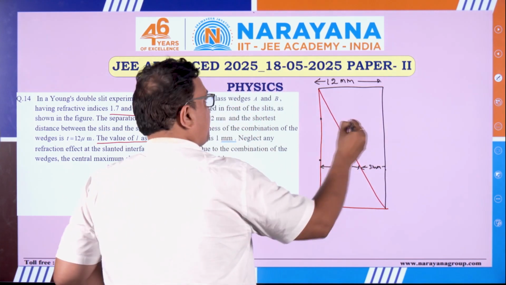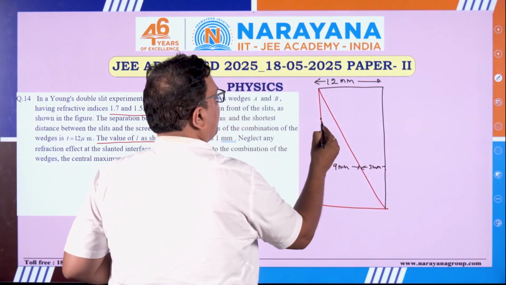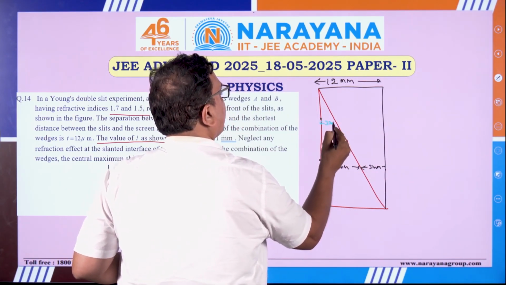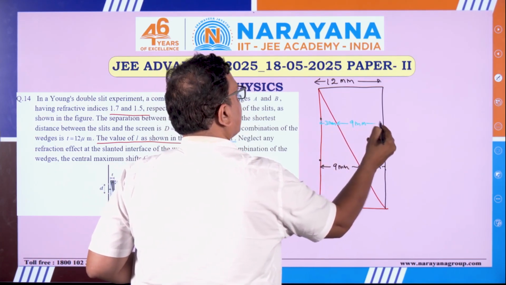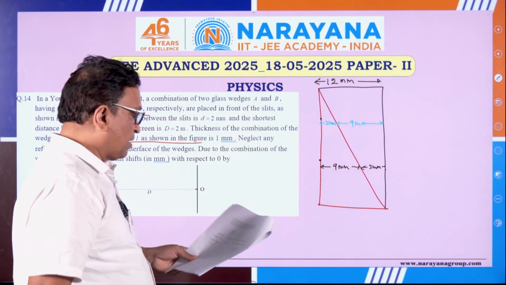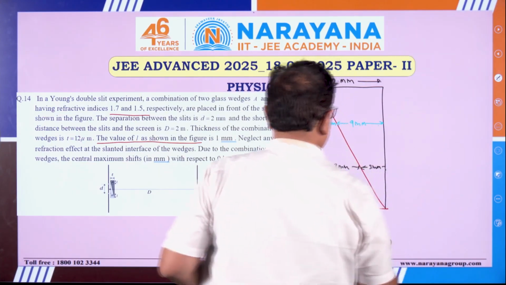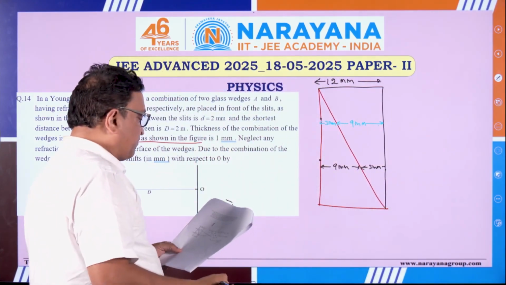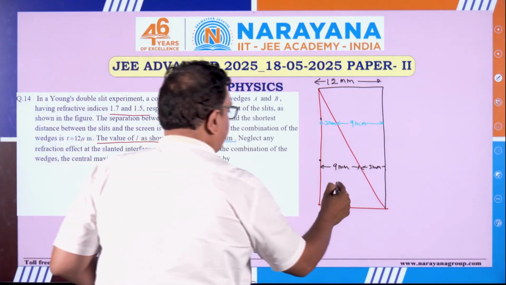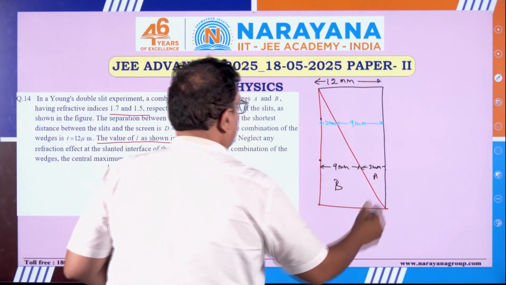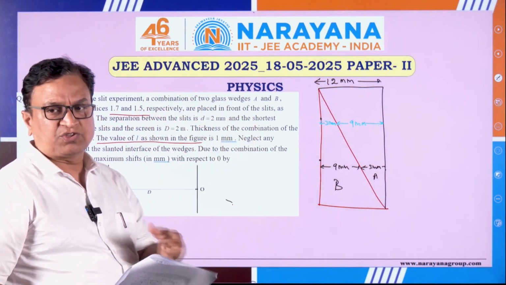Similarly, at this part you will face 3 mm and the remaining part you will face 9 mm. But remember, the refractive index of these portions are different. One is 1.7 and the other one is 1. Now I am taking this as B for a while and this one as A for a while. This is the very first step that every student needs to identify.